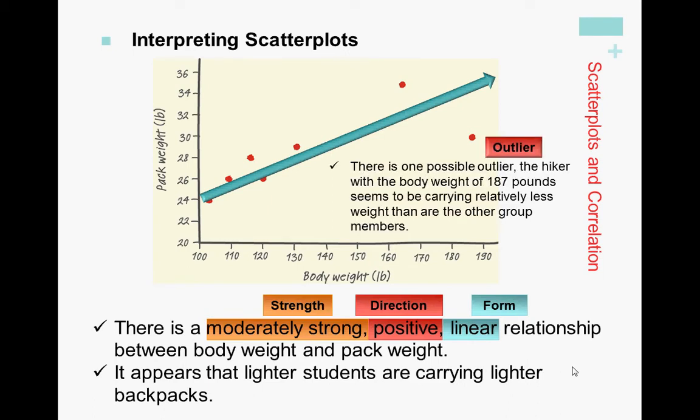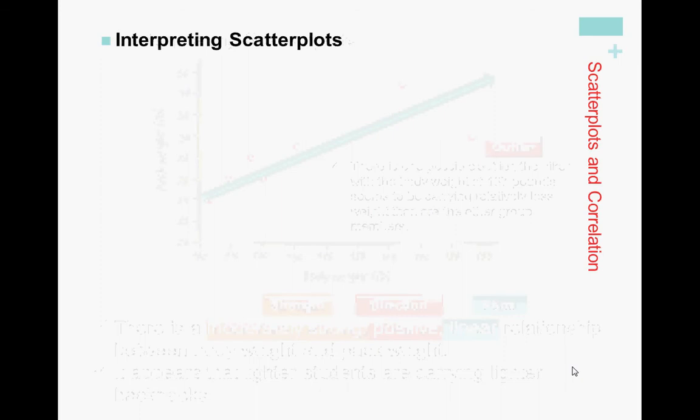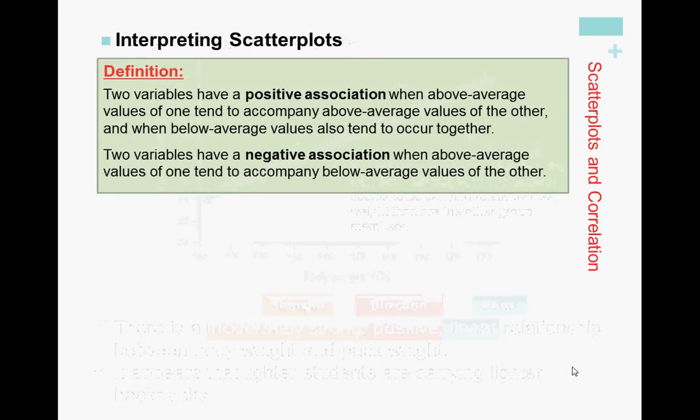Now, two variables have a negative association when above average values of one tend to accompany below average values of the other. So in this case, they move the opposite direction. As one goes up, the other tends to go down. Or as the first goes down, the other tends to go up. So they have a negative association when they move in opposite directions. This is going to look like a negative slope on our graph. As we move from left to right, the data points will move down.